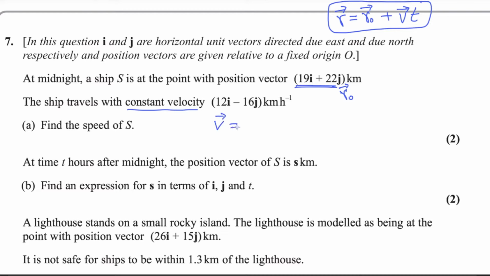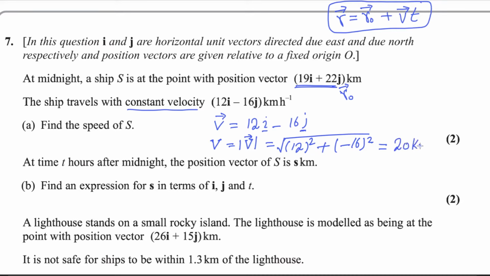So we can write it as 12i minus 16j, and speed is a scalar, which is equal to the magnitude of the velocity. You know how to find the magnitude of a vector: we take the square of the coefficient of i plus the square of the coefficient of j, and we get the answer. So the answer will be 20 kilometres per hour. So this is the speed.